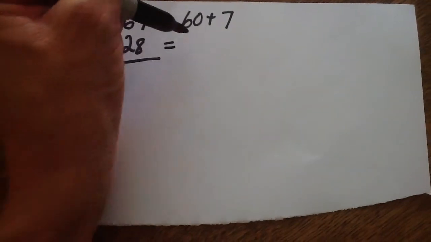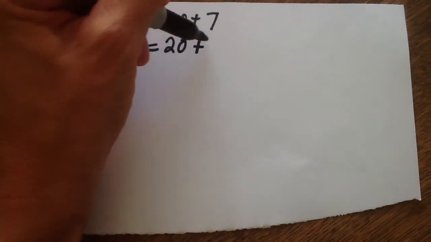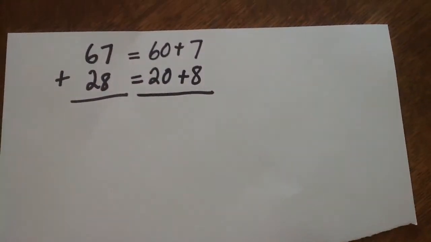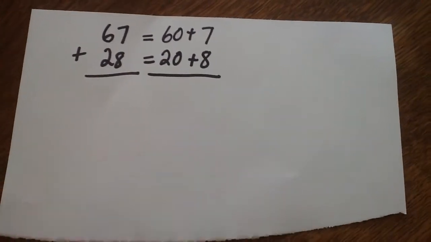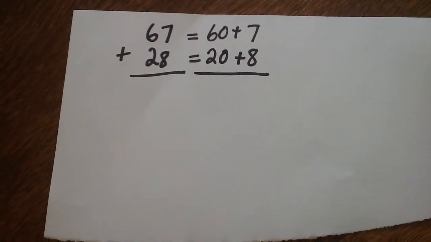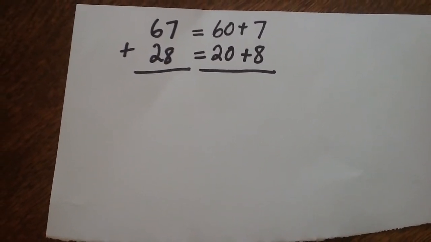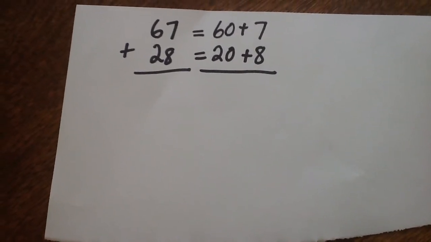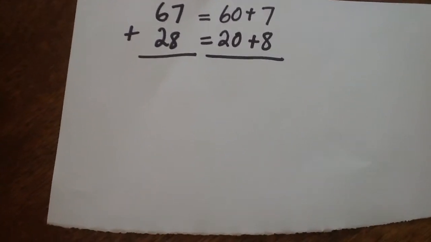I'm going to do the same thing with 28. I'm going to do 20 plus 8, and I'm going to draw a line under it. This way I can clearly see how many tens I have and how many ones I have. Now I'm going to add the 7 plus the 8. I know that 7 and 7 is 14, and then one more would make 15.